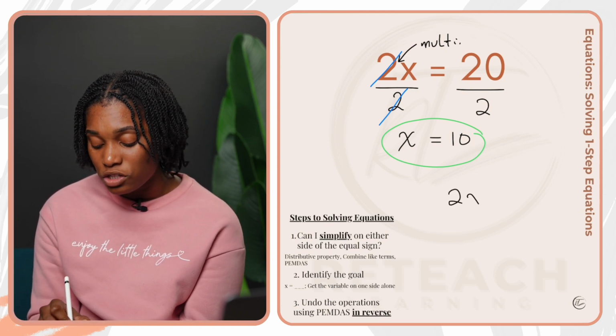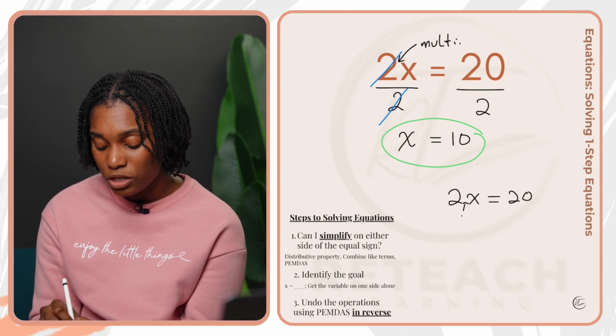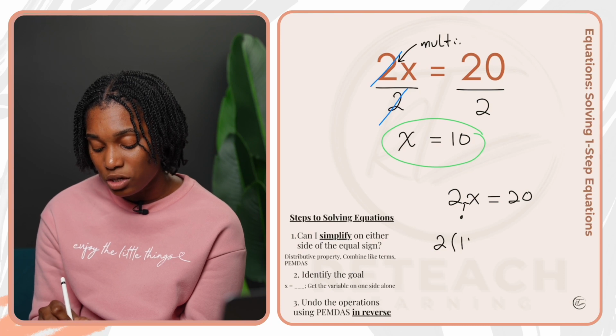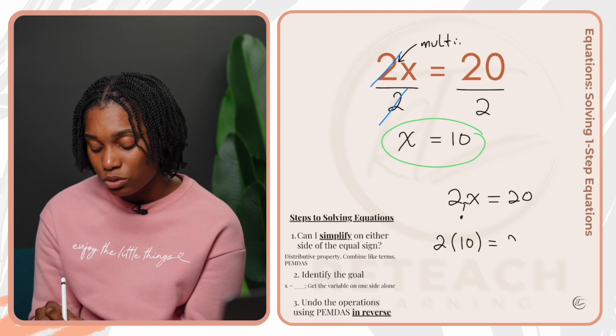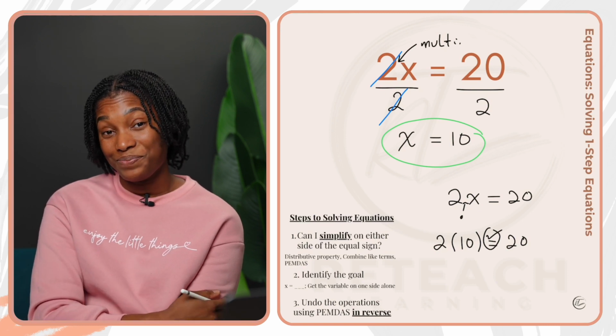The original question says 2x is equal to 20. And we already established that the operation there is multiplication. So what this means is 2 times x, which in our answer is 10, is that equal to 20? Well, the answer is yes, it is. So that's a way to check your answer, all right?